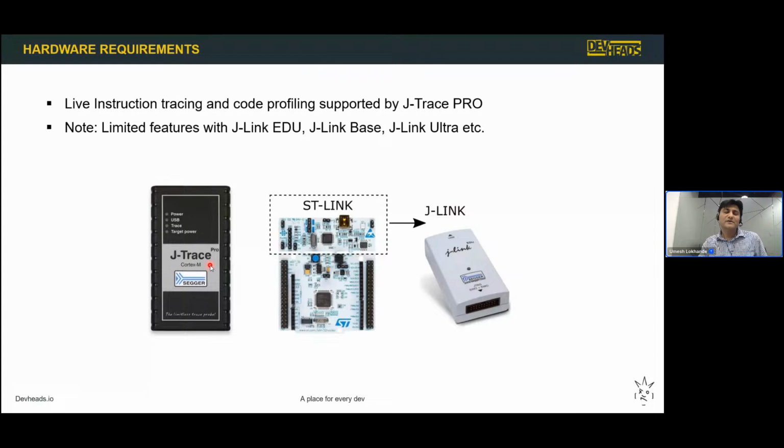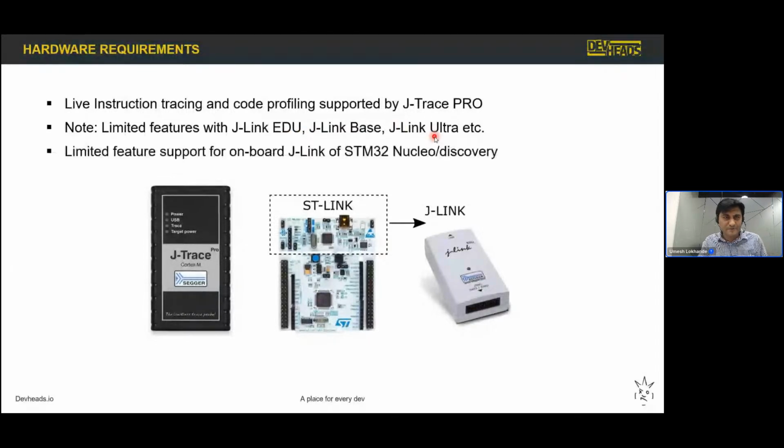Otherwise, if you are using a J-Link basic version, a J-Link debug probe, let's say the EDU version or base or ultra version, then you have limited features. So in our case, we will be using an onboard J-Link debugger, which is quite accessible to everyone, and that's why I prefer to go with this onboard J-Link debugger. Of course, it has limited features, limited capabilities, but it really does the job, right?